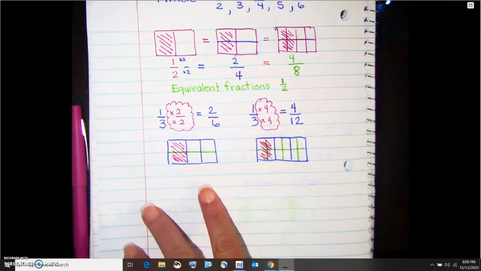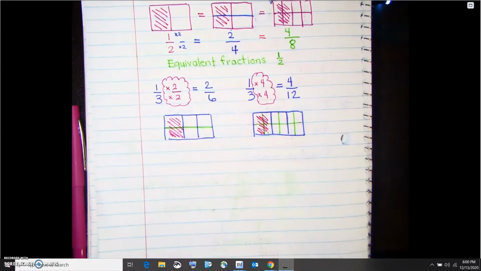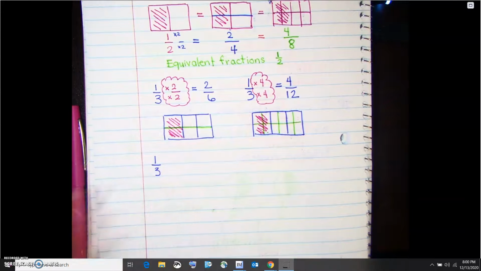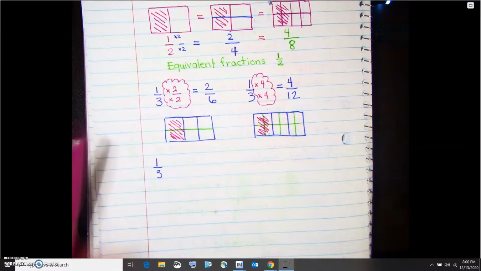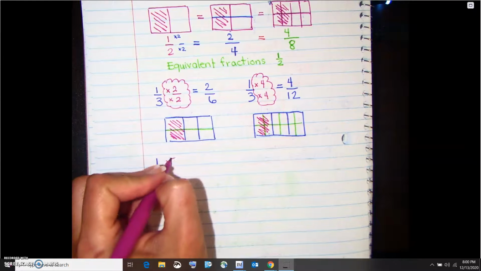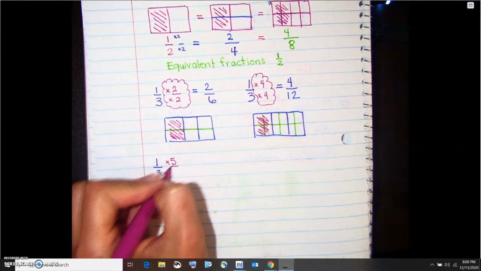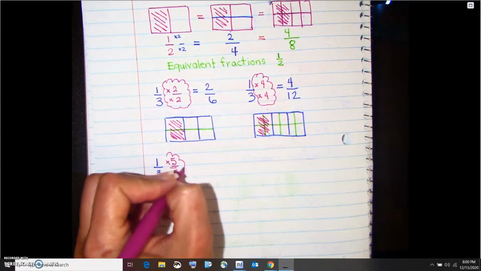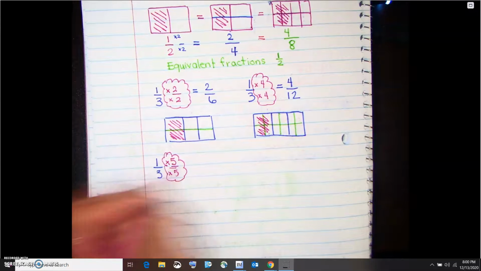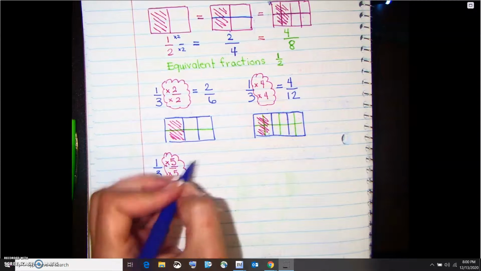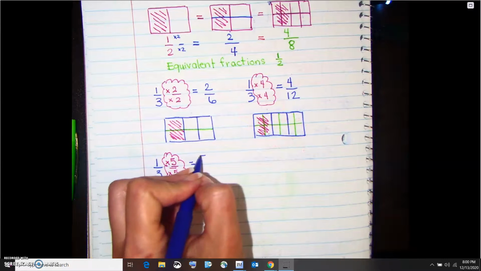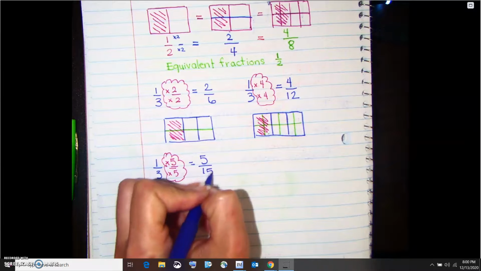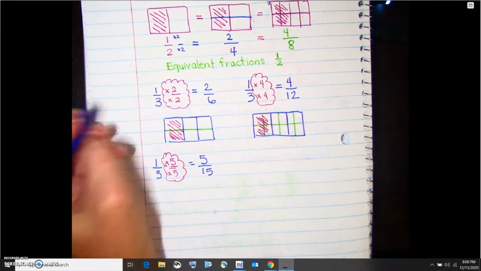All right, so let's just try another one. We've got 1/3, and let's multiply it by 5. If I multiply the top, I've got to multiply the bottom. And then I just multiply across. 1 times 5 is 5. 3 times 5 is 15. So we are making equivalent fractions.